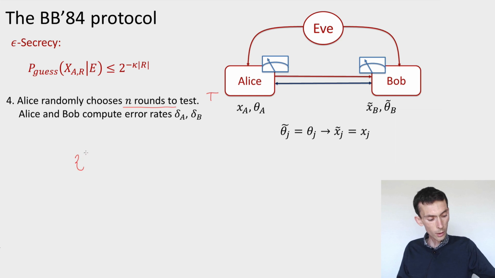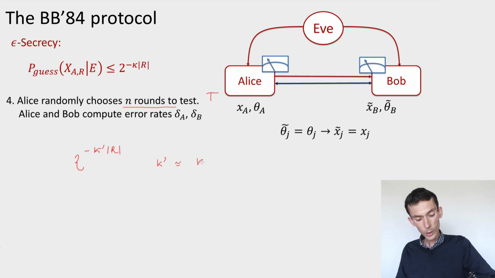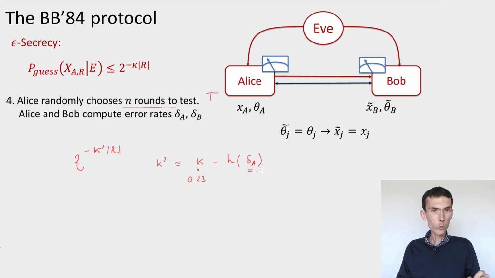What you can show is that the guessing probability is going to be equal to 2 to the minus kappa prime times r, where kappa prime is similar to what we had before, but a little bit weaker, so it's approximately equal to the kappa we had before. This was equal to 0.23, roughly, minus, and there's a little bit of a loss that's going to look like the binary entropy function applied to this error rate, delta_A. And you can learn more about how this is proved in the lecture notes.